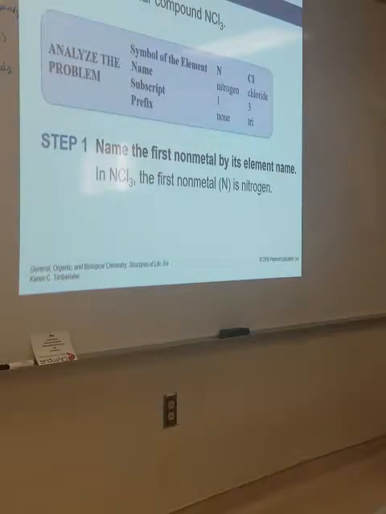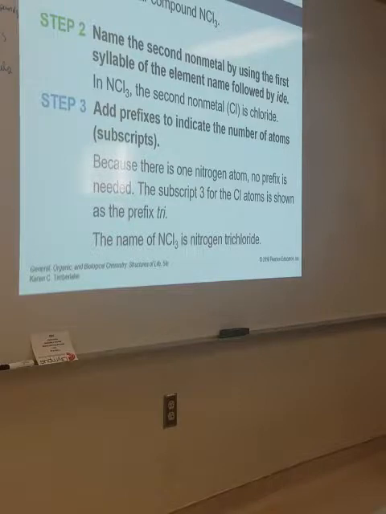NCl3: the name for N is nitrogen. For the second nonmetal, we change the ending to IDE, so chlorine becomes chloride, nitrogen chloride. We have 3 Cls, so we add the prefix for 3, which is tri. So nitrogen trichloride. That's it.